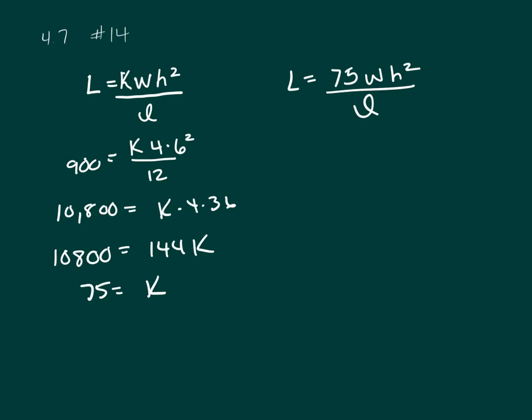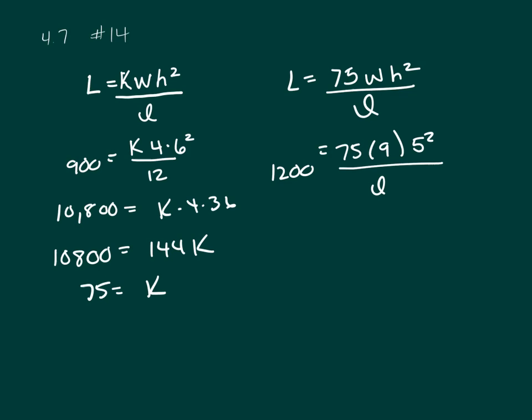If a similar board has a width of 9, so that's 75 times 9, and a height of 5 inches, so that's going to be 5 squared, how long must it be to support 1,200 pounds? Well, the 1,200 is the load. And we're trying to figure out how long, that's the length, so we're trying to find L.